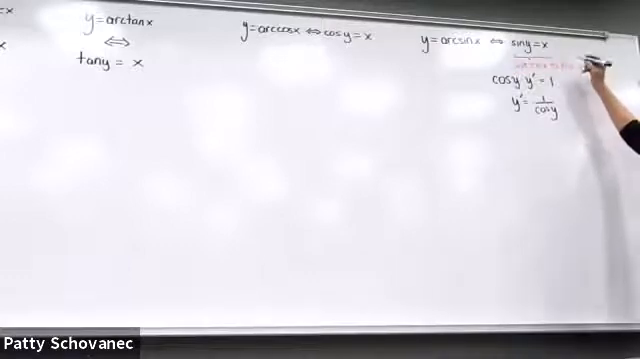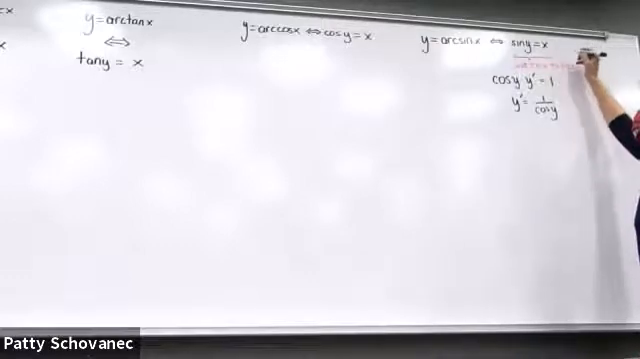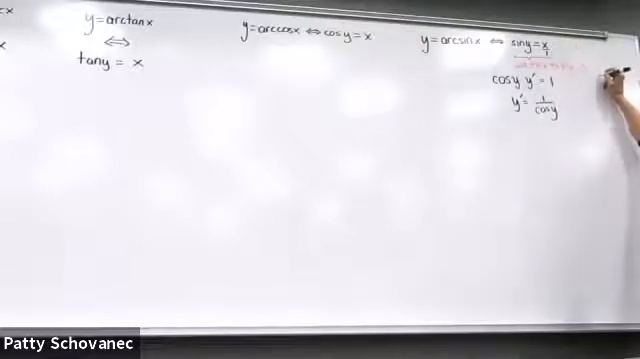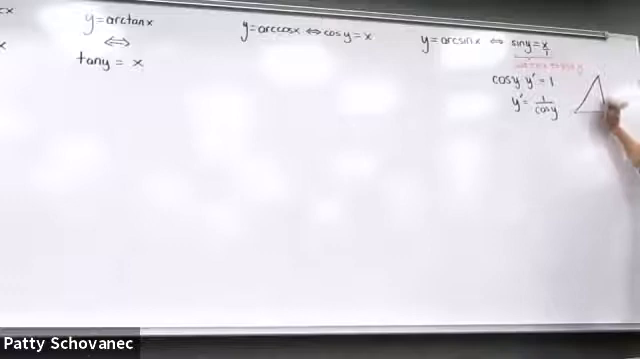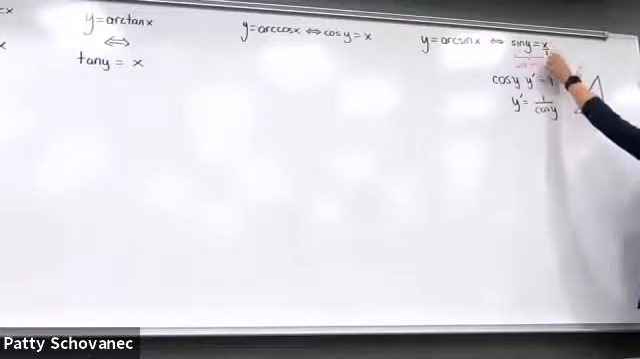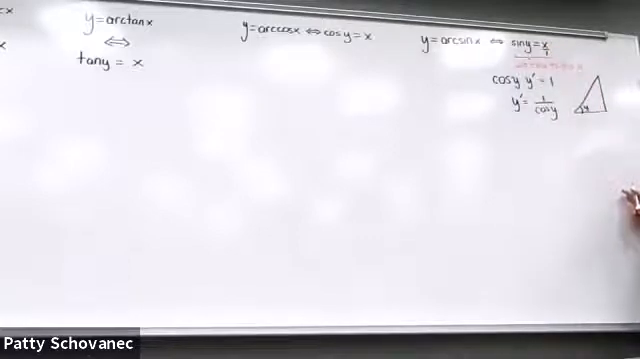But instead of doing it that way, I'm going to draw a right triangle. I'm going to think of this as x over 1. I'm going to draw a right triangle with an angle y right here, so that the sine of that angle gives me opposite over hypotenuse. The opposite side of that is x, and the hypotenuse is 1.